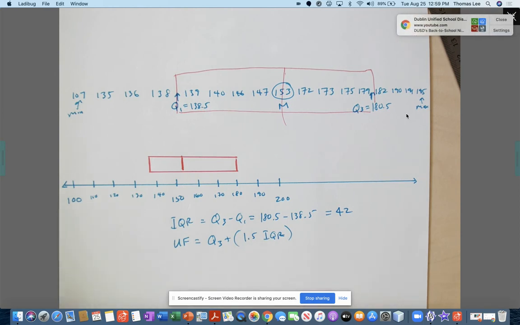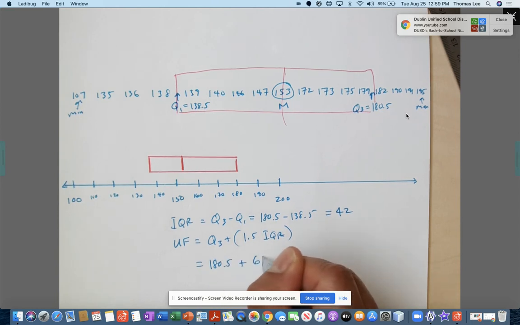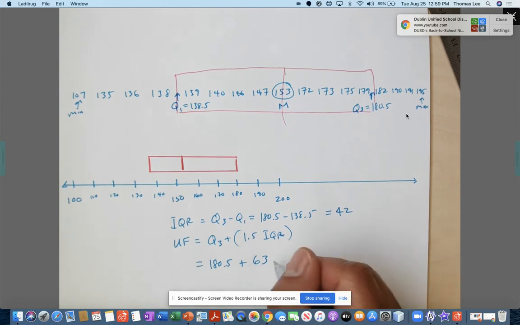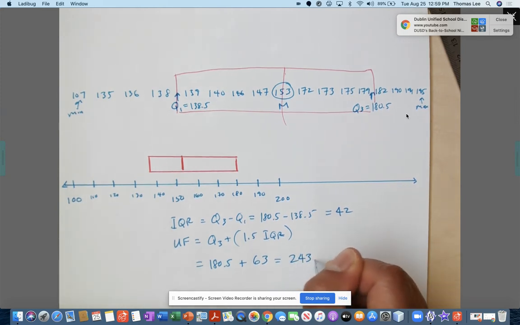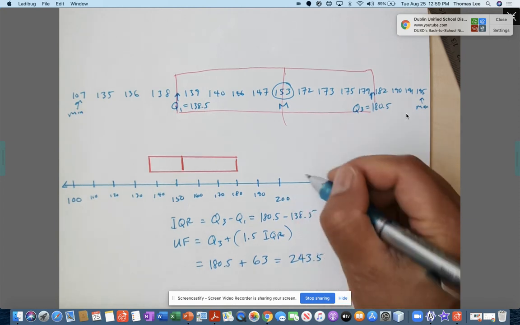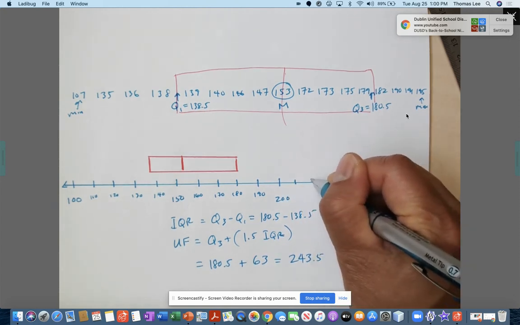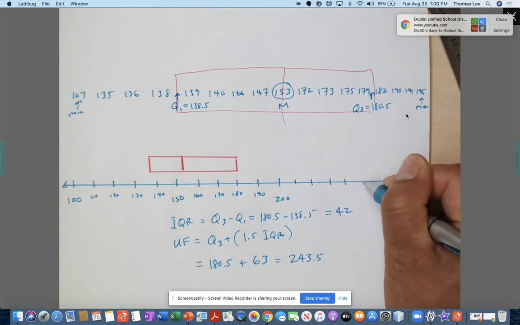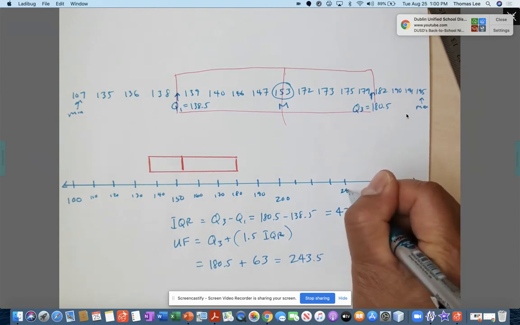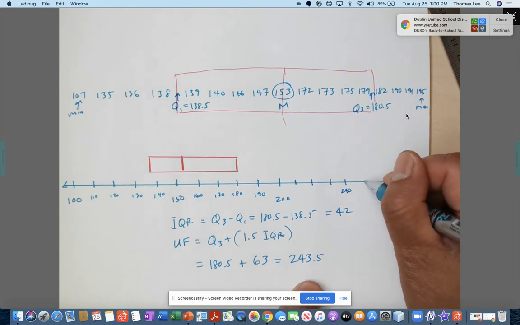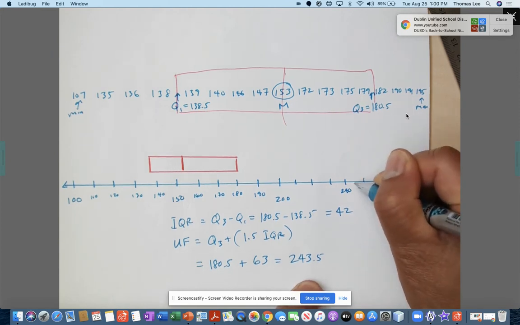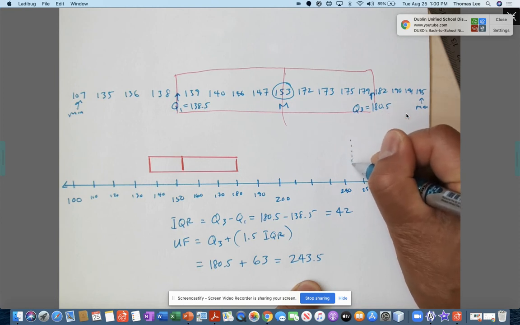So 42 times 1.5 is 63. So my upper fence is at Q3, which is 180.5 plus 63, which is 243.5 calories. Okay, so there's 200, so there's 210, 20, 30, 40. Okay, so there's 240. So my upper fence, there's 250, is less than half. So my upper fence is right there.